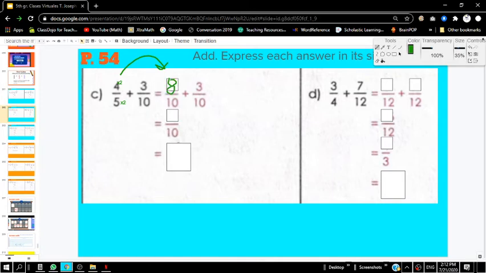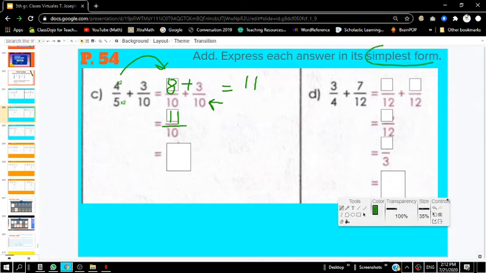So what are we going to do with these numbers? We're going to add them. 8 plus 3 equals 11. And the tenths stay the same. We don't change our denominator. In other words, we have 11 tenths as our answer. But that's not our final answer because we still need to simplify. What is 11 tenths as a simple fraction?